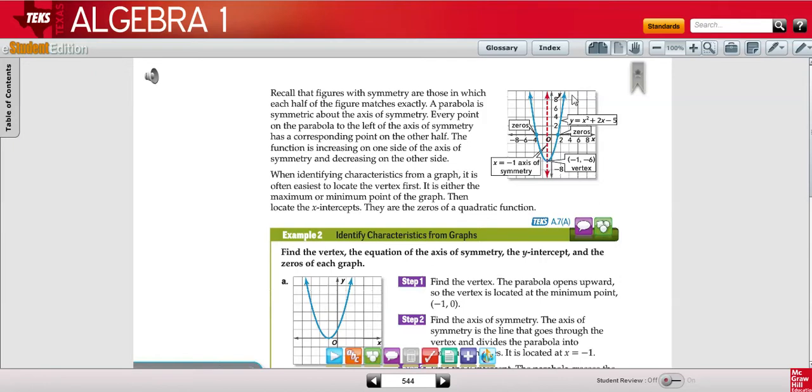When identifying characteristics from a graph, it is often easiest to locate the vertex first. It is either the maximum or minimum point of the graph. Then locate the x-intercepts. They are the zeros of a quadratic function.